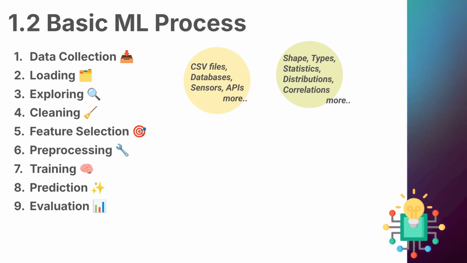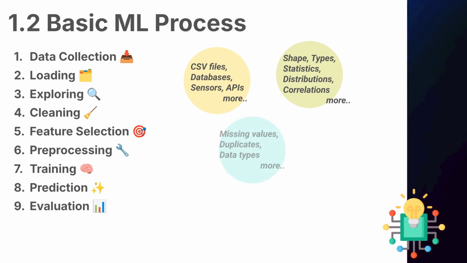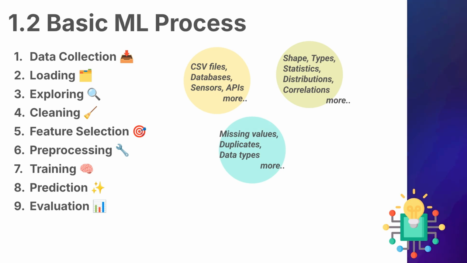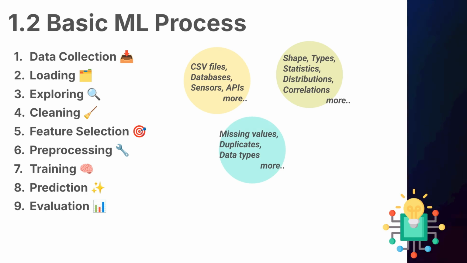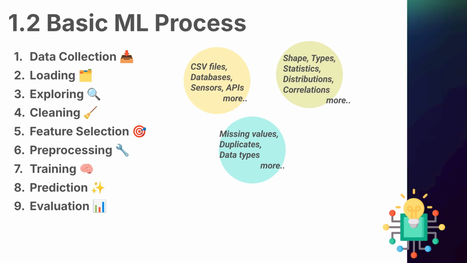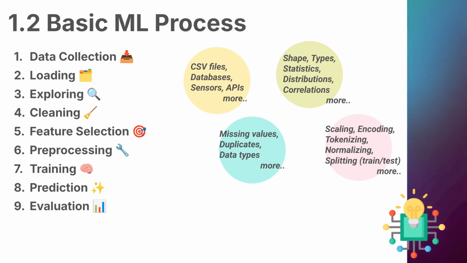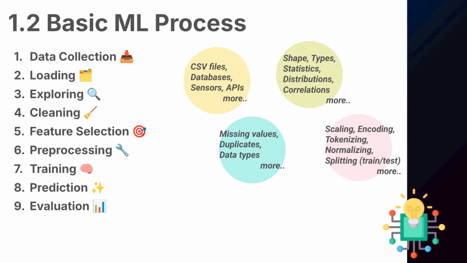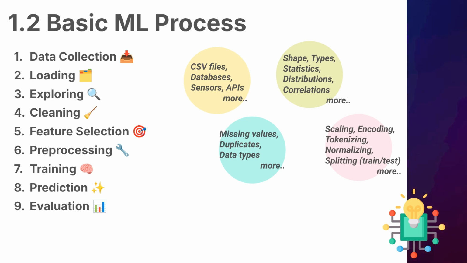4. Cleaning the data. Fix issues in the data by handling missing values, removing duplicates, correcting data types, and ensuring consistency across columns. 5. Feature selection. Choose the most important features that will help the model make accurate predictions. Irrelevant or redundant features are removed at this stage. 6. Pre-processing the data. Convert data into a format suitable for machine learning. This includes scaling numeric features, encoding categorical variables, tokenizing text, normalizing images, and splitting into training and test sets.